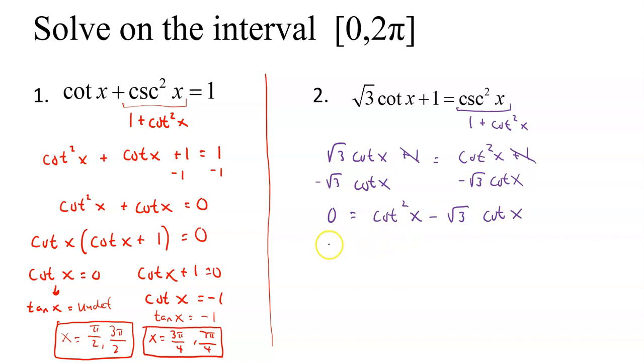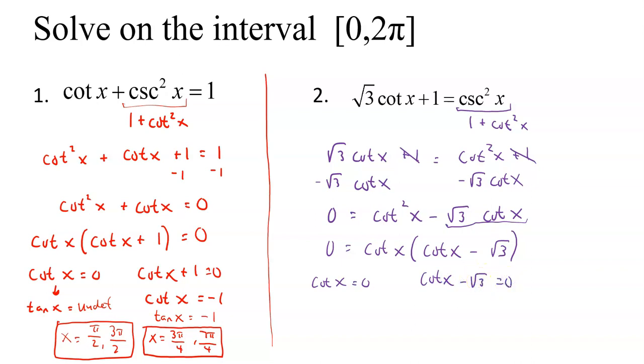Same idea as before, let's factor out a cotan. So if I factor out a cotan of x, I get cotan x minus square root of 3. Because when I pull a cotan out of the square root of 3 cotan x, I just get that square root of 3. All right, so either the cotan of x equals 0 or cotan x minus root 3 equals 0. If that's the case, then the cotan of x equals the square root of 3.